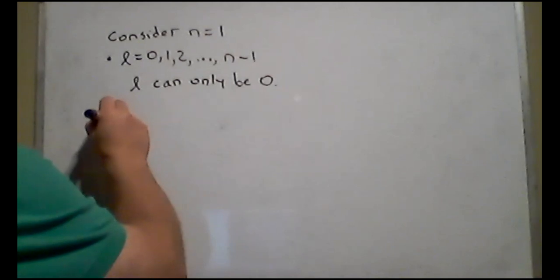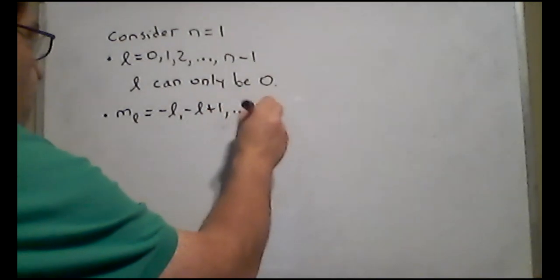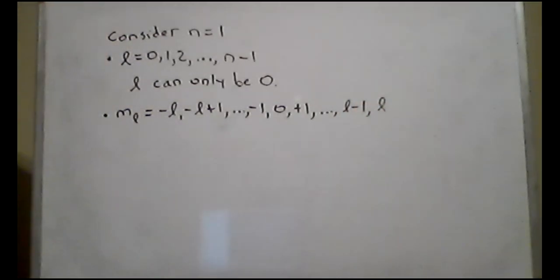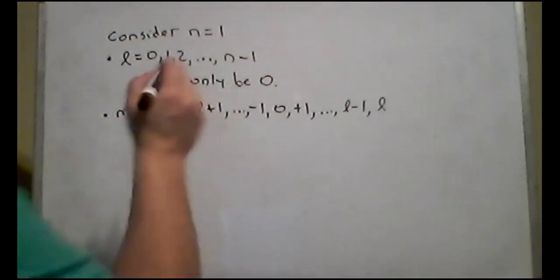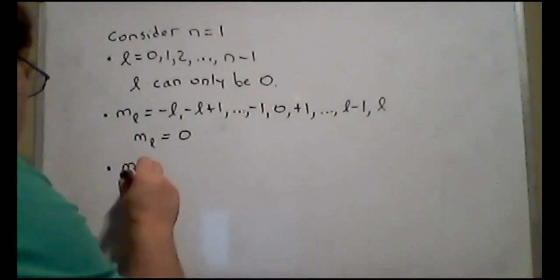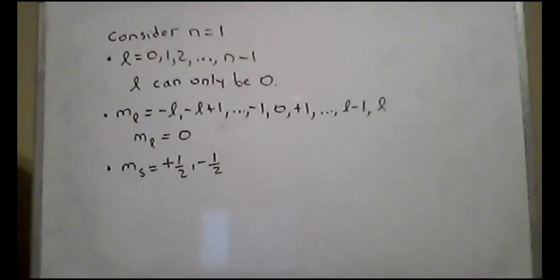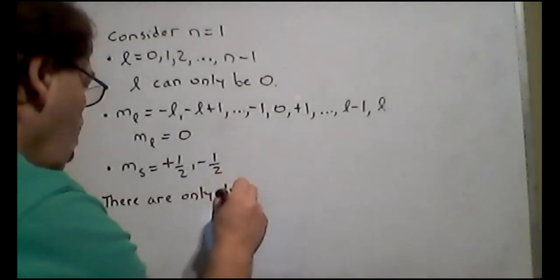What about m sub l? Well, m sub l can have the values of negative l, negative l plus 1, dot dot dot, negative 1, 0, positive 1, dot dot dot, l minus 1, to l. So it can go from negative l to l. Well, l is 0. What does that say about m sub l? In this particular special situation, m sub l is stuck at 0. It can only be 0. And what are the values of m sub s? Well, m sub s is always plus or minus a half. So if I'm looking at n equals 1 electrons, there are only 2 addresses, only 2 quantum states possible.